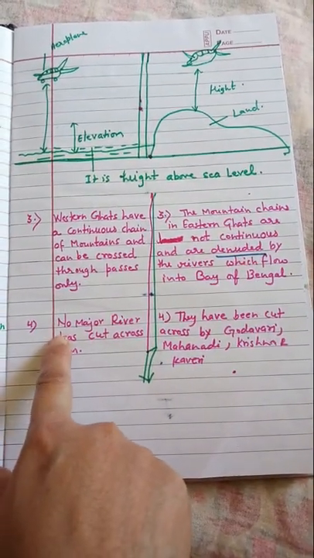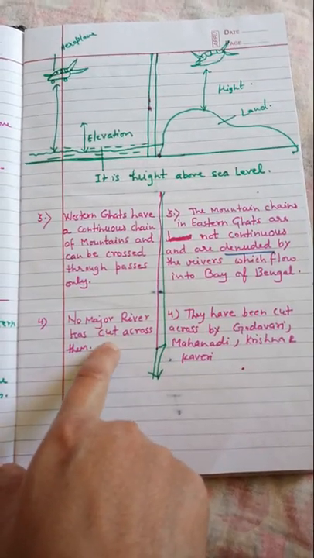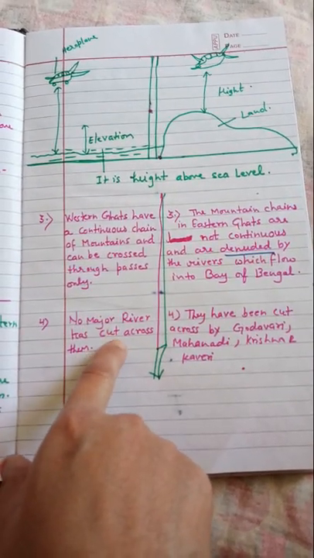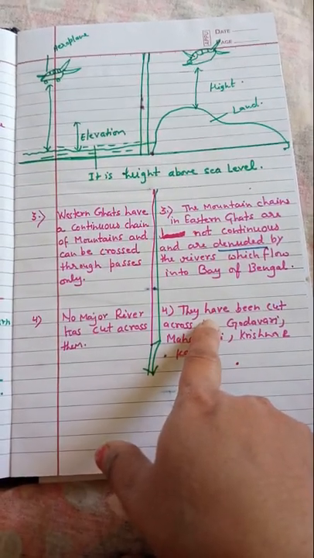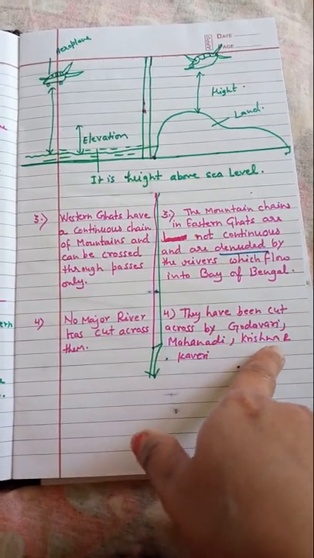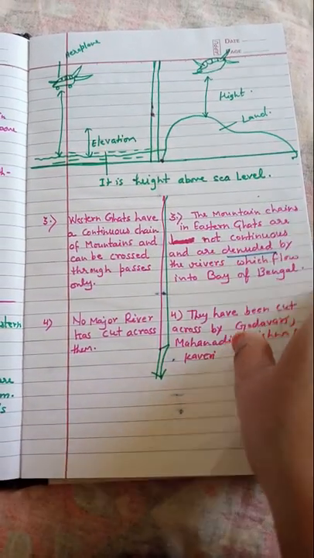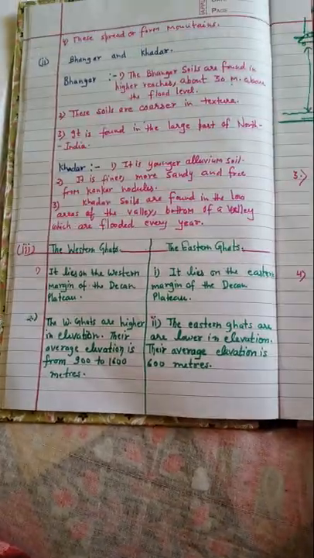In the Western Ghats, no major river has cut across them. There is no important river which cuts across the Western Ghats, while the Eastern Ghats have been cut across by the Godavari, Mahanadi, Krishna and Kaveri. So this is the distinction between the Western Ghats and the Eastern Ghats.